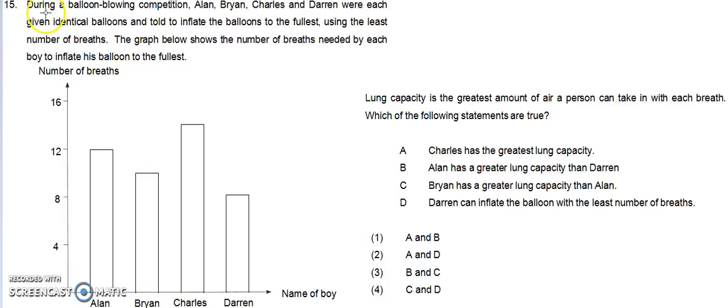Question 15. During a balloon blowing competition, Alan, Brian, Charles and Darren were each given identical balloons and told to inflate the balloons to the fullest using the least number of breaths. The graph below shows the number of breaths needed by each boy to inflate his balloons to the fullest. So let us record the number of breaths here.